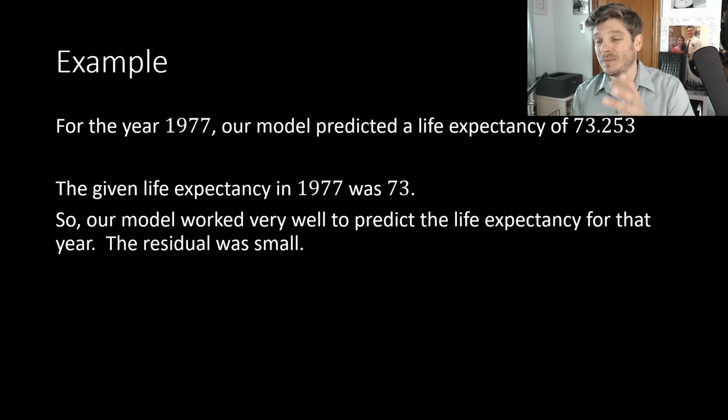Now, my model predicted a life expectancy of 73.253. The given life expectancy from the data was 73. Now, all of the years for life expectancy are actually rounded to integer numbers, even though it's stored as a double. So again, that is the nearest integer value, which means, yeah, this worked really well. My model was really good at predicting life expectancy for 1977. My residual was very small. My guess was very close to what the actual value was.